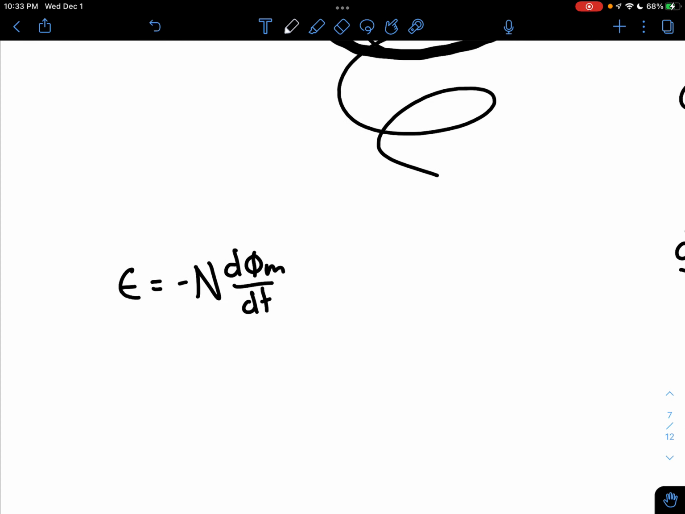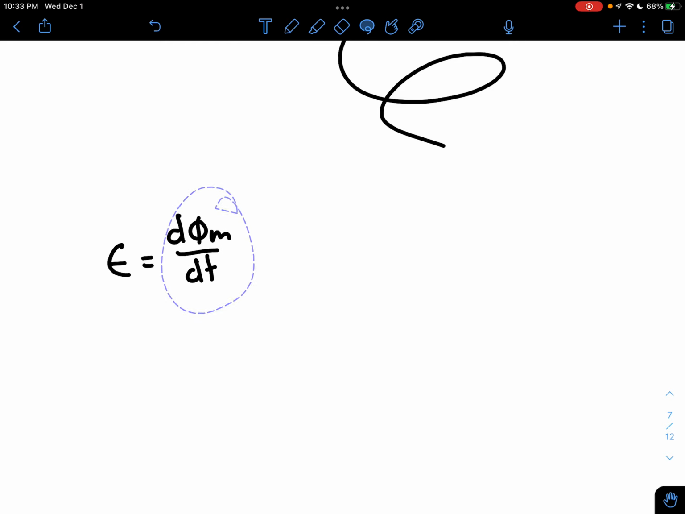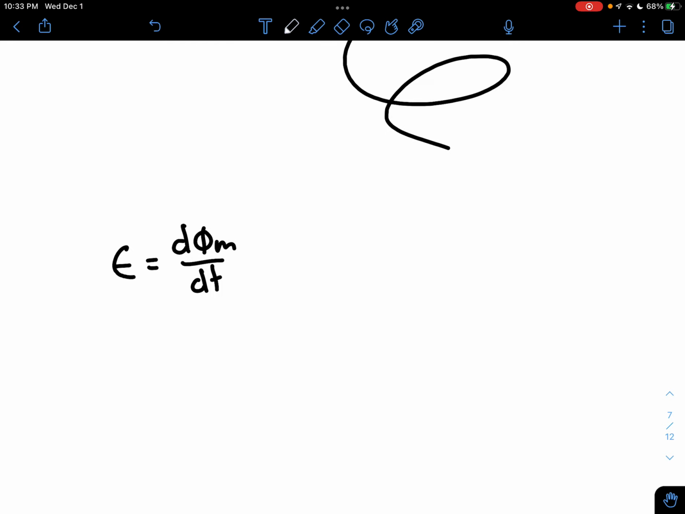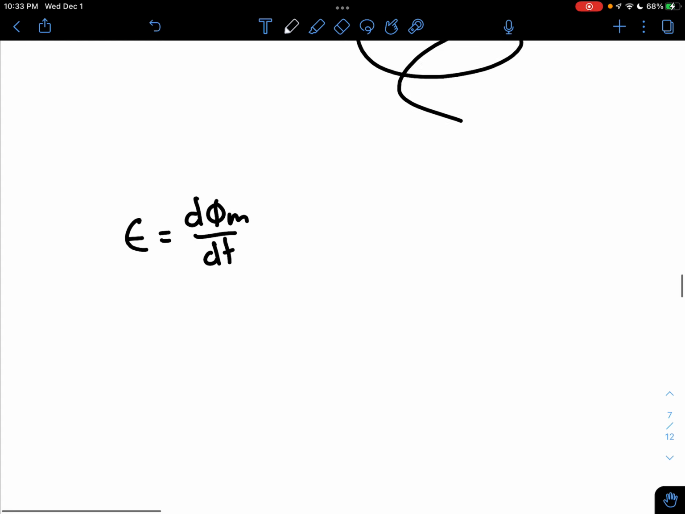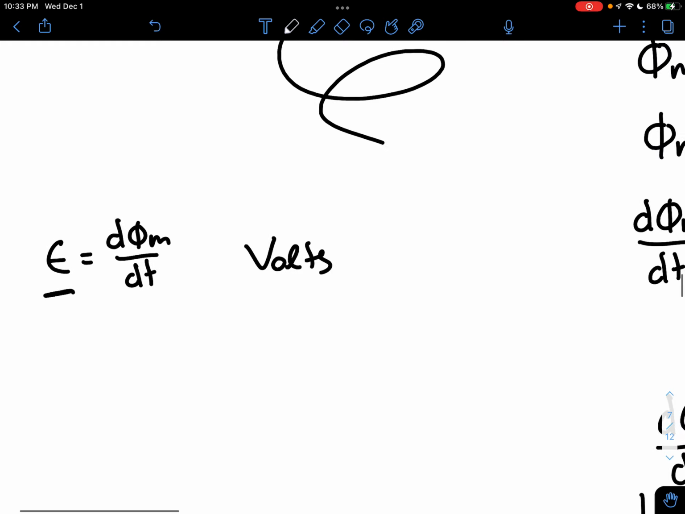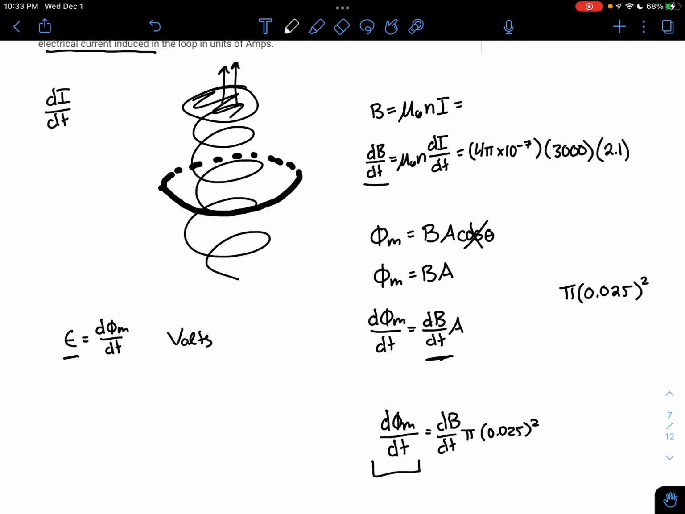And we can also ignore the negative part. It's fine. It's just going to be our change in flux. That's all that's going to be. So our EMF is just going to be equal to that. That other equation was given in the book, but this one's more applicable right now. So now we have our electromagnetic field in volts, because the EMF is just in volts.